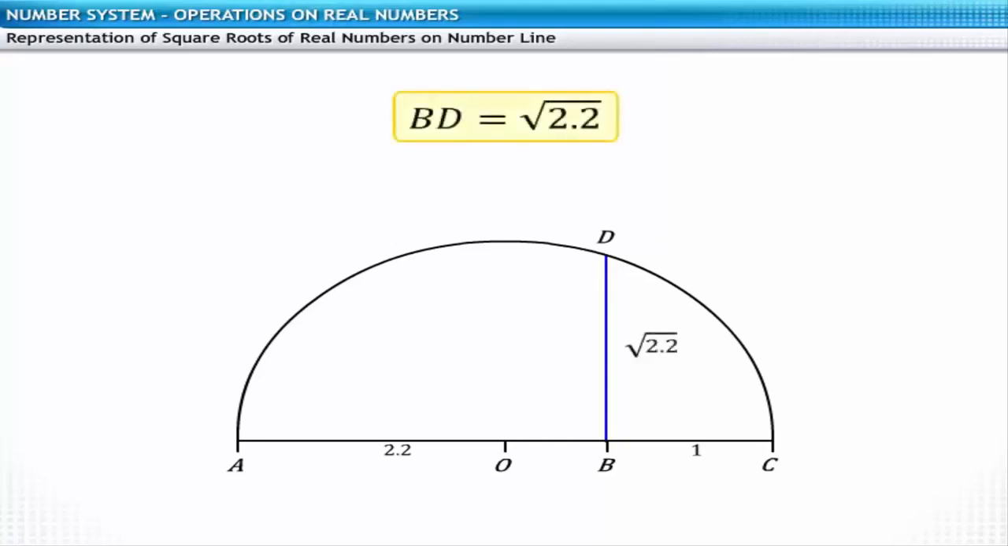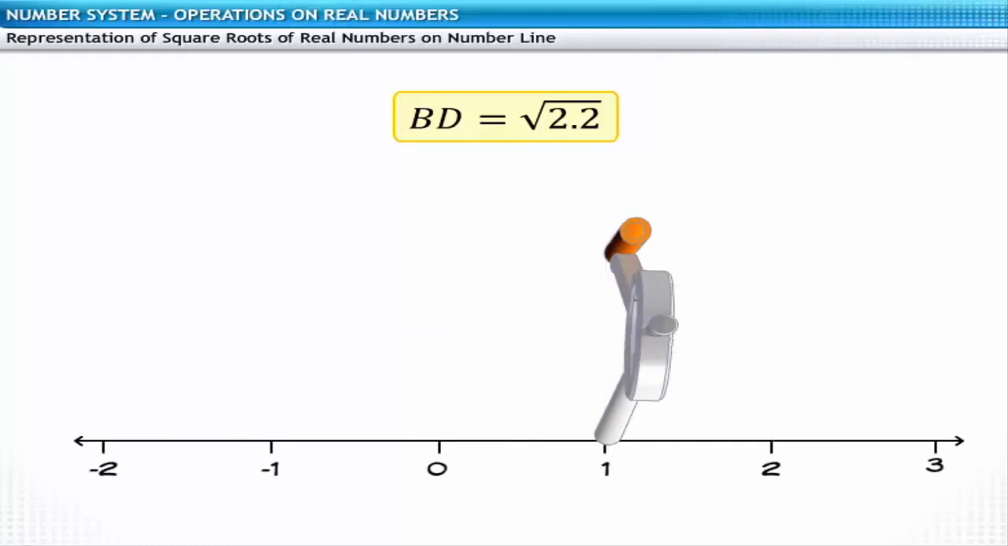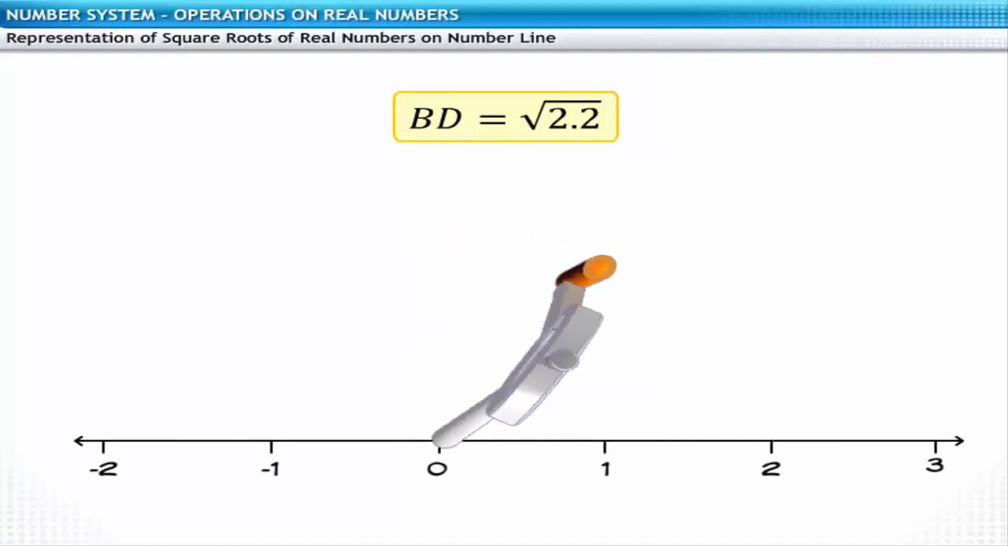To represent the square root of 2.2 on the number line, measure the distance BD with the help of a compass. Mark an arc OE equal to BD on the number line. Thus the distance OE represents the square root of 2.2 on the number line.